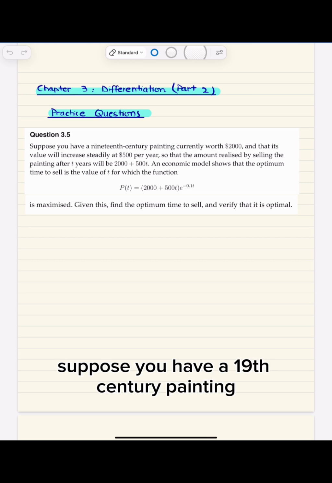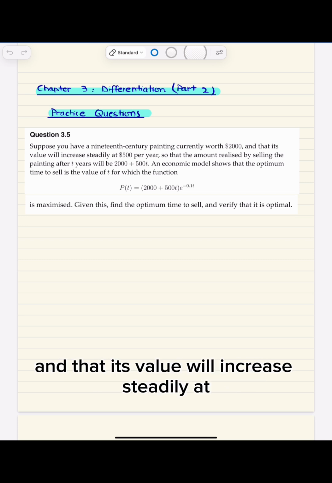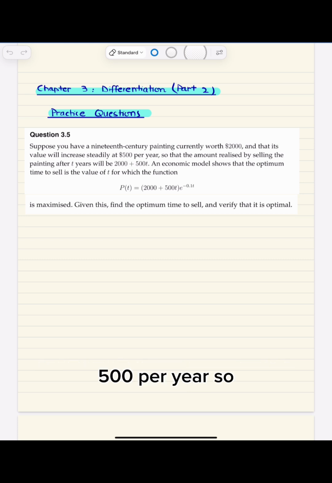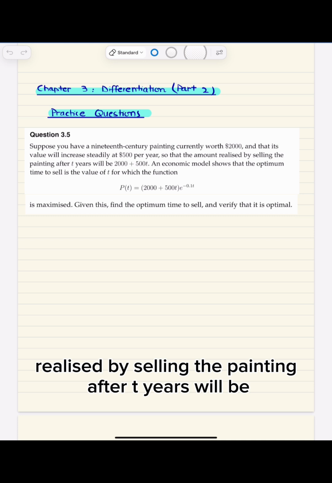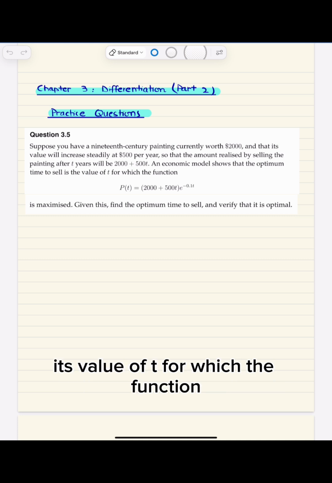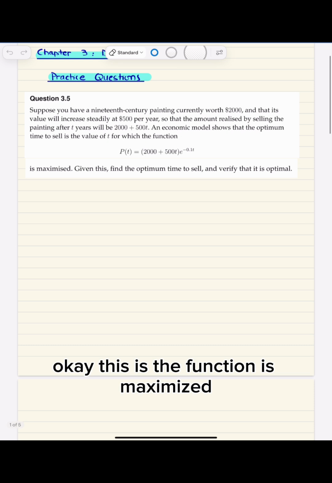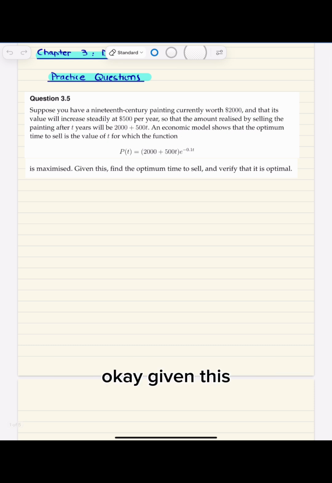Suppose you have a 19th century painting currently worth $2,000 and that its value will increase steadily at 500 per year. So the amount realized by selling the painting after T years will be this. An economic model shows that the optimal time to sell is the value of T for which the function, okay, this is the function, is maximized. Given this, find the optimal time to sell and verify that it is optimal.